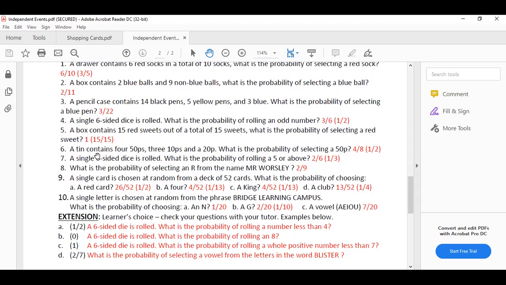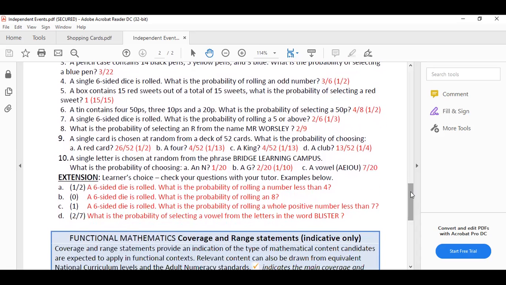Number 6, a tin contains 4 50p's, 3 10p's, and a 20p. What's the probability of selecting a 50p? The answer is ideally a half, or 4/8 if you haven't got that. There's a total of 8 coins and 4 50p's.